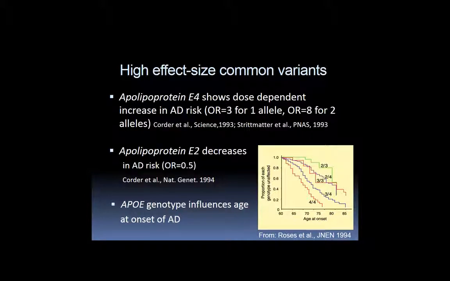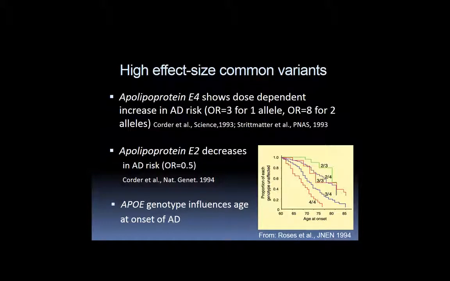This polymorphism in APOE was already known in the literature because of its association with heart disease. This polymorphism is, as Tim mentioned, something we refer to as alleles, but actually it's a haplotype, because there are two different single nucleotide polymorphisms within the APOE gene that contribute to three protein alleles, E2, E3, and E4.